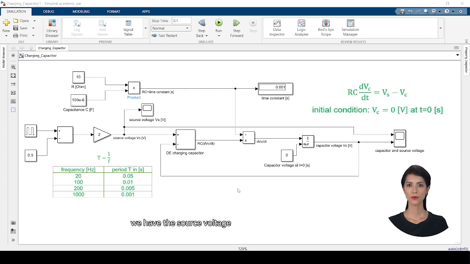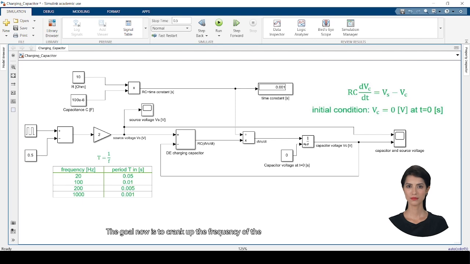On the left, we have the source voltage, which is a pulse-shaped signal. We'll soon change its frequency. As the pulse frequency increases, there comes a point when the capacitor can no longer keep up with the rapid changes, meaning it can't fully charge and discharge. All this demonstrates the dynamic behavior of the capacitor in real-world applications. The goal now is to crank up the frequency of the square wave voltage and see how the capacitor reacts.